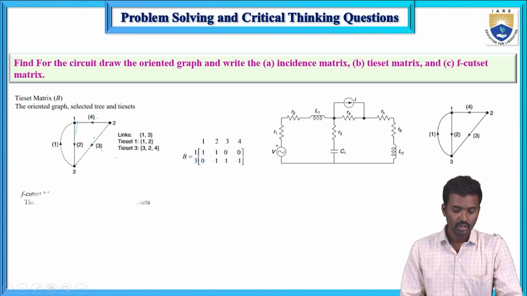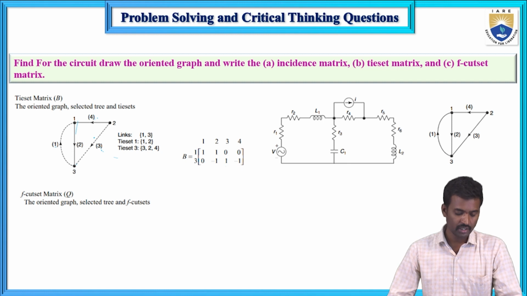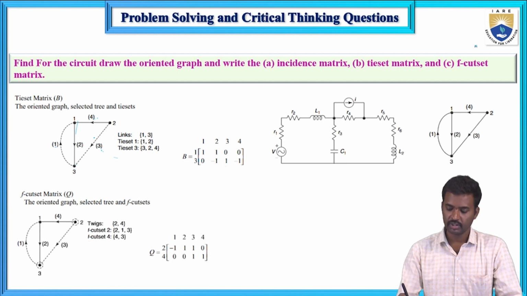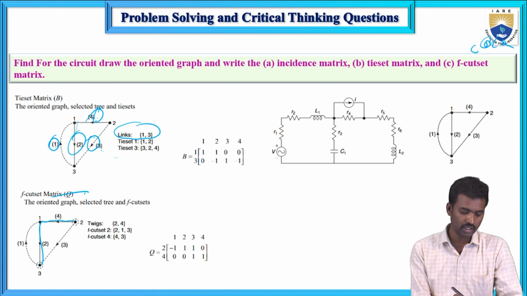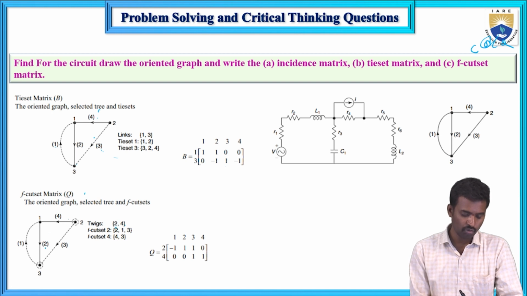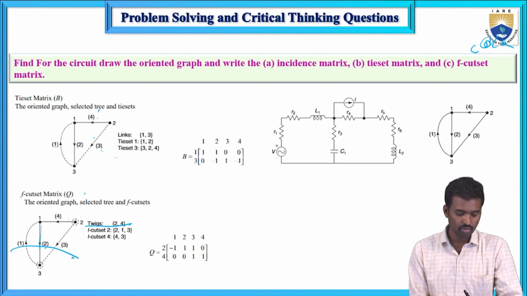So now the F cut set matrix. F cut set matrix is represented with C. So now for the tie set, in this case we consider only links. Here in this case we are considering the twigs. Twigs means 3 branches are known as the twigs. So here twigs means 2 and 4. So what are the twigs here? So for this cut set 2, and this one is the link.